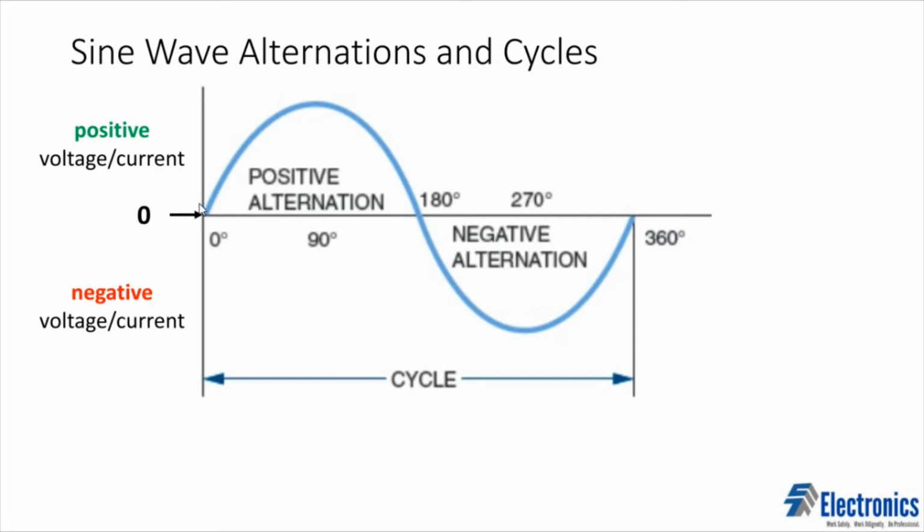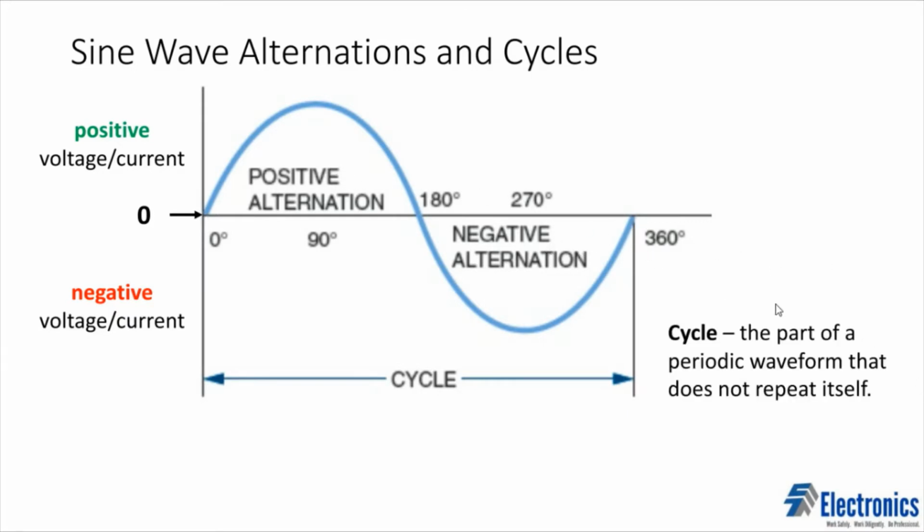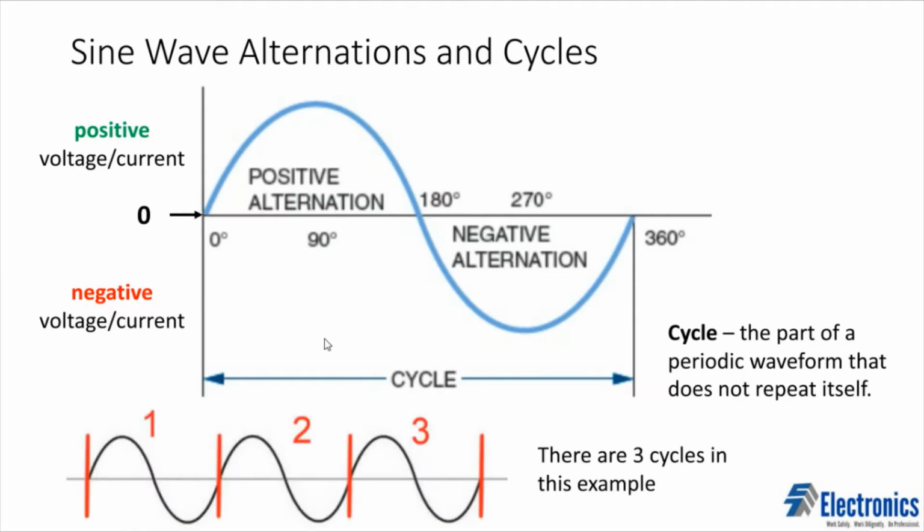Together, where it starts in the positive alternation and ends at the negative alternation, this is called one cycle. In other words, it's the part of a periodic waveform that does not repeat itself. So this is one cycle, and this would typically continue on to a second cycle. This is an example of what I'm talking about. There's one cycle, there's the end of it, it starts the next one, there's cycle 2 and cycle 3.